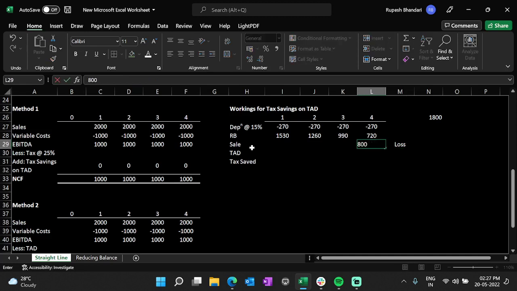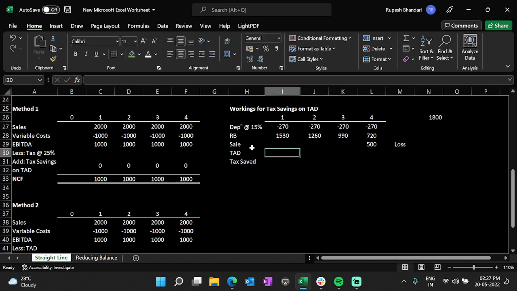If we had sold it for 800, we would have made a profit. But since we are selling it for 500, we are making a loss. So the tax allowable depreciation will be how much?